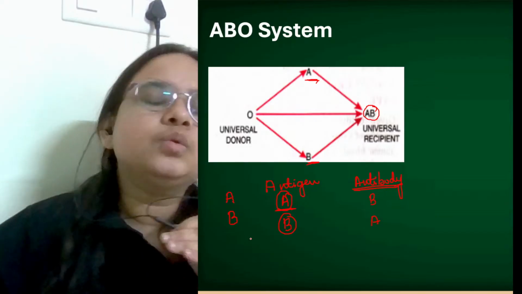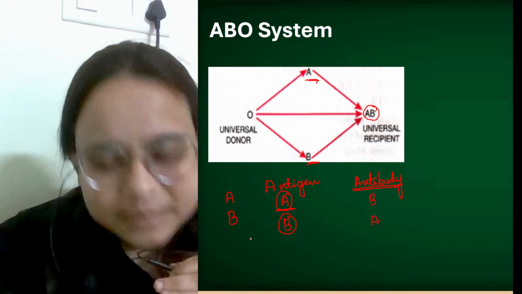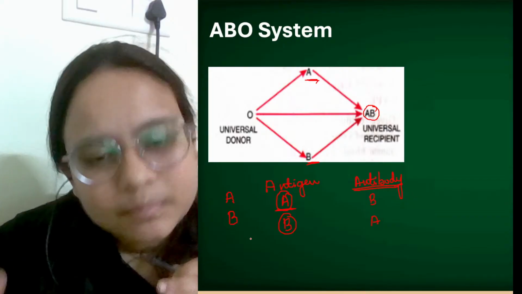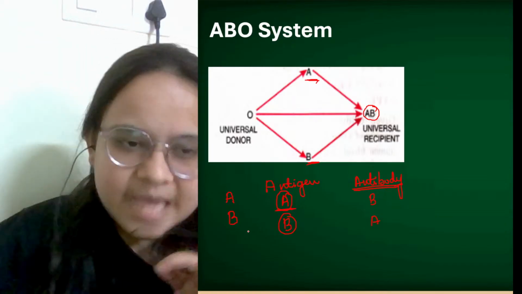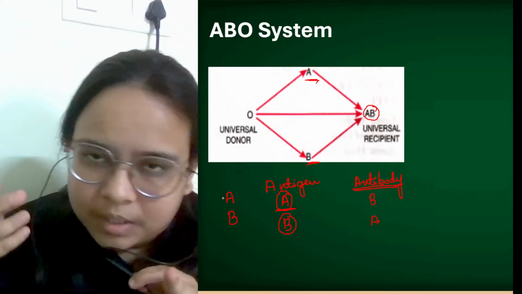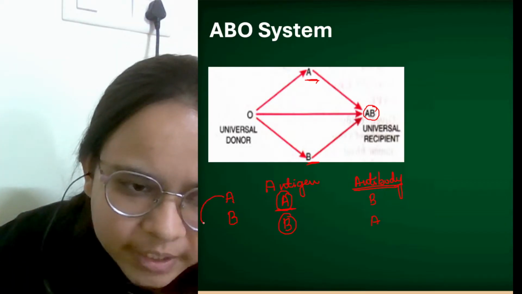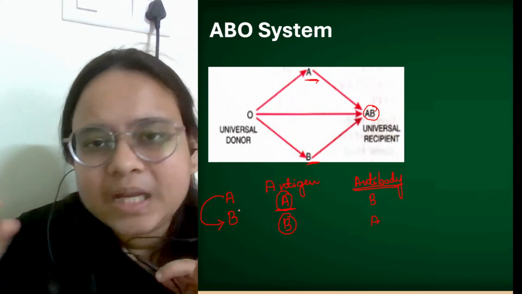Similarly, if a person belongs to blood group B, he must be having antigen B over his or her RBC, and antibody A inside his or her plasma. Now, suppose let's take a case. अगर ये जो person है with blood group A, if he tries to donate blood to a person with blood group B, now what will happen?